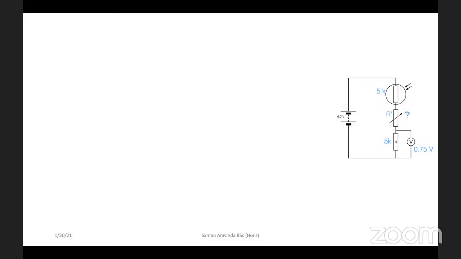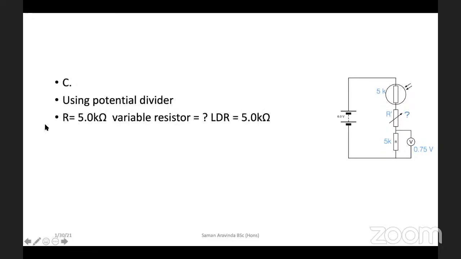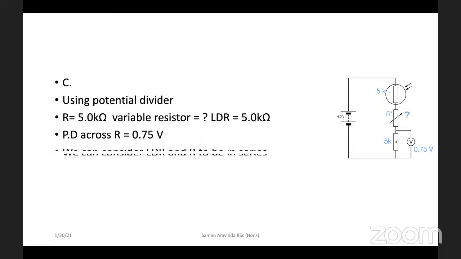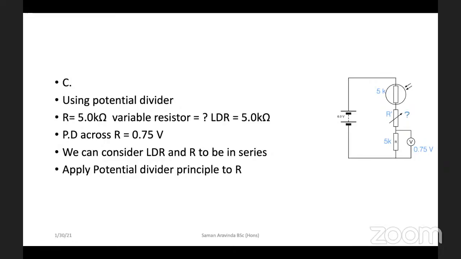I get 30 kilo ohms. I think you're correct. Now using the potential divider method, R is 5K, the LDR is also 5K, and the variable resistor we need to find. The potential difference across R is 0.75, so we can consider the LDR, R and the variable resistor to be in series. So we apply the potential divider principle to R. That gives us 0.75 equals the resistance across it, 5K, over the total resistance, 5K plus 5K plus R dash, times 6. When you do this, your answer will be 30 kilo ohms.